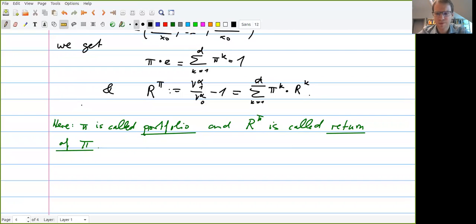Okay, so what we want to understand now is we want to make a mean variance analysis of trading in the market. So what is the mean?